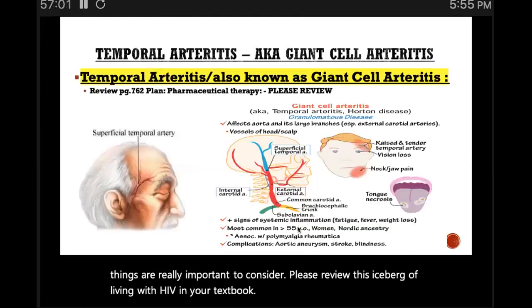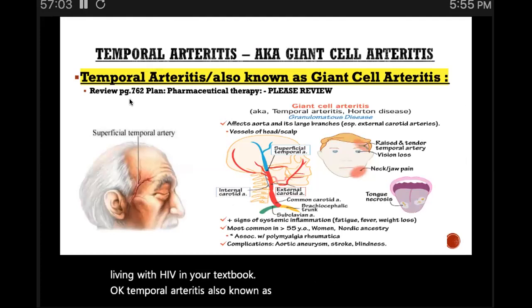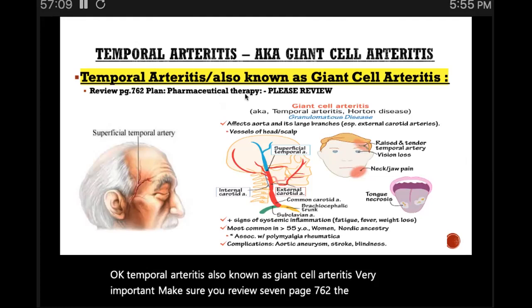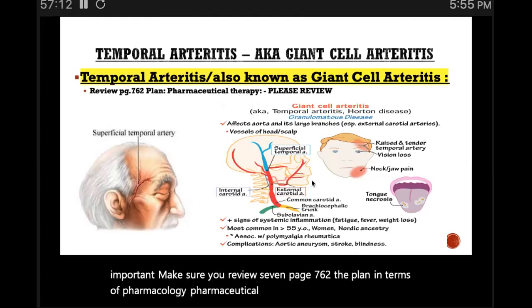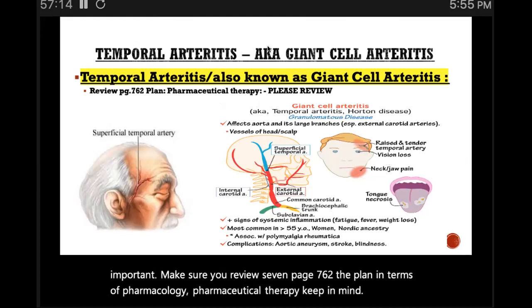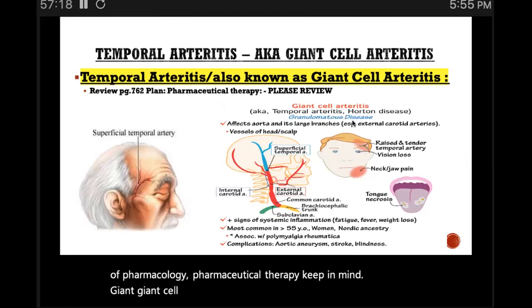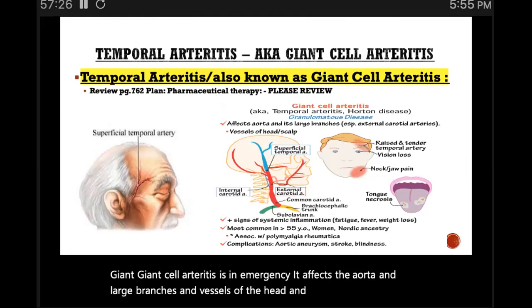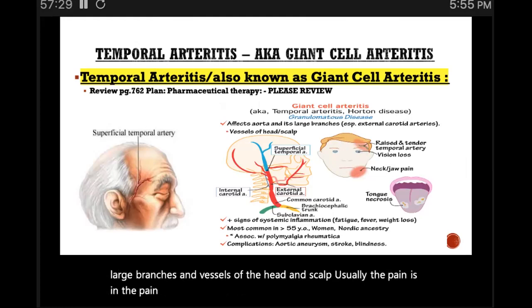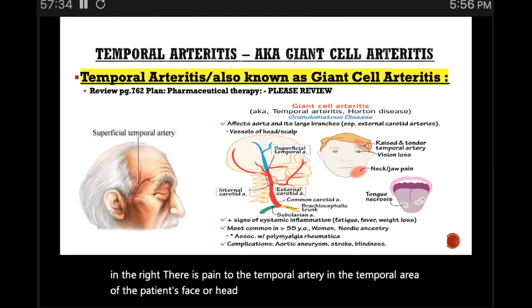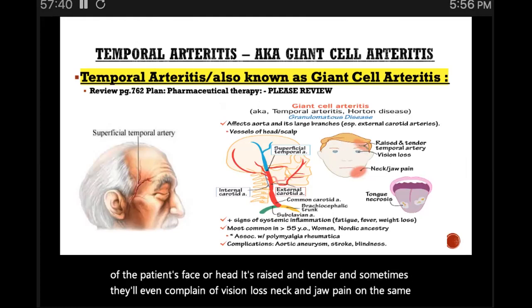Okay, temporal arteritis, also known as giant cell arteritis. Very important. Make sure you review page 762, the plan in terms of pharmaceutical therapy. Keep in mind, giant cell arteritis is an emergency. It affects the aorta and its large branches and vessels of the head and scalp. Usually there's pain to the temporal artery in the temporal area of the patient's face or head. It's raised and tender, and sometimes they'll even complain of vision loss, neck and jaw pain on the same side as the temporal artery that's being affected.